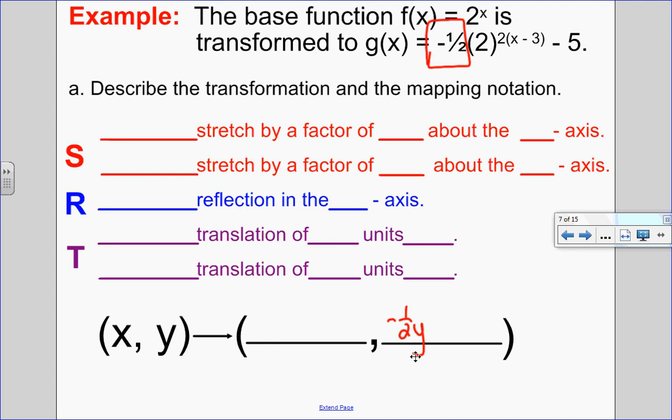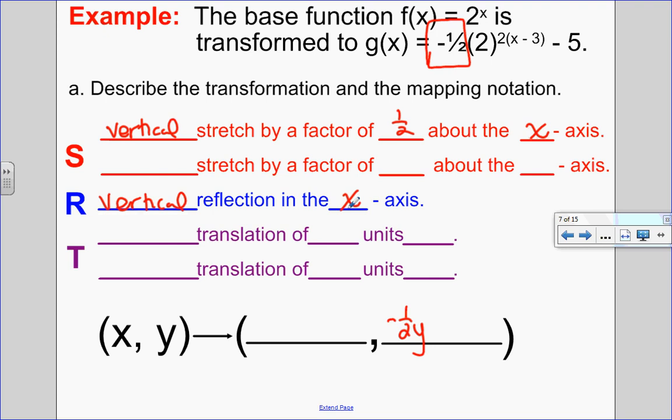So I know that I have a vertical stretch. The a value is 1/2, so a factor of 1/2 about the x-axis. The negative tells me that I have a reflection. So notice I don't say that my stretch is negative 1/2, it's just 1/2. So the negative there tells me I have a vertical reflection, and that will be in the x-axis.